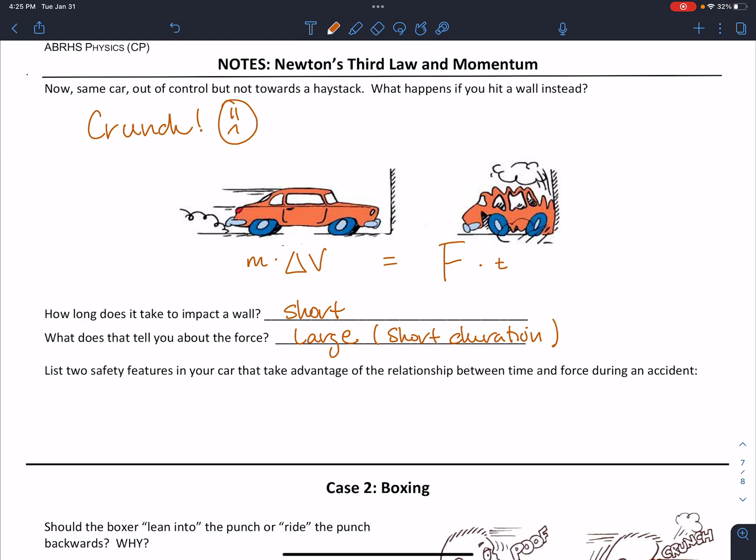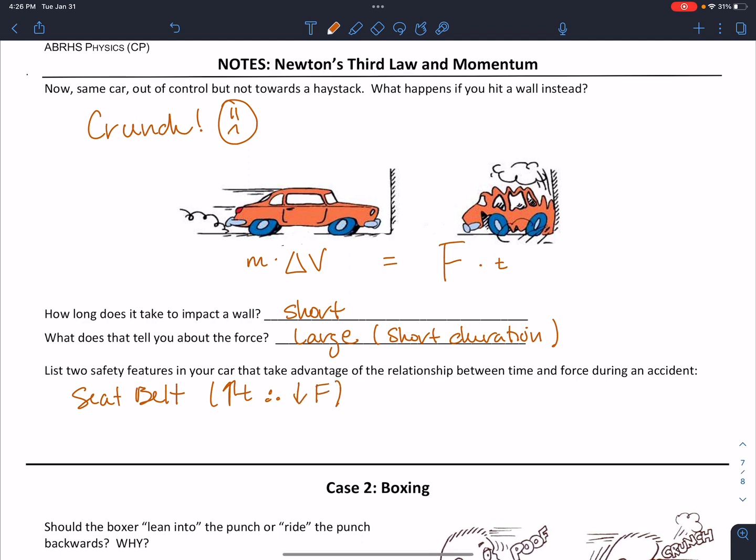All right, so two safety features that take advantage of that relationship. Well, the first one is your seat belt. Your seat belt is built so that it will release a little bit, but then it holds you in place. So the duration that your body feels of the impact is going to seem a lot longer than what the car feels. So that really leads to a decrease in the force because we have an increase in the time.